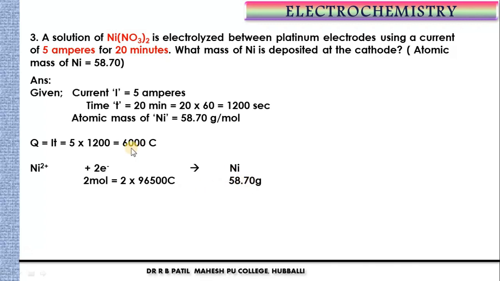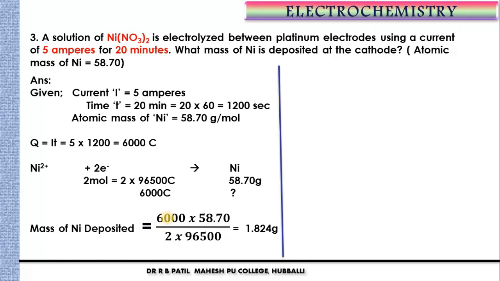If that is the case, then 6,000 coulombs is going to deposit how much nickel? So that we have to do. Just a cross multiplication: 6,000 into 58.70 divided by 2 into 96,500 coulombs. If I do that, then I end with the answer that is equal to 1.824 grams.